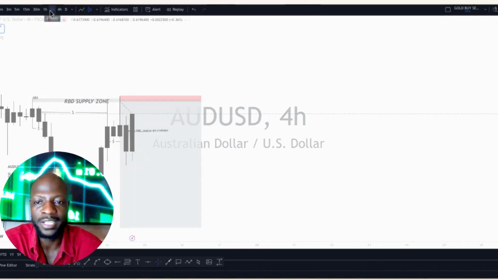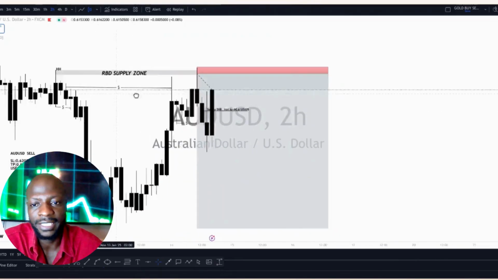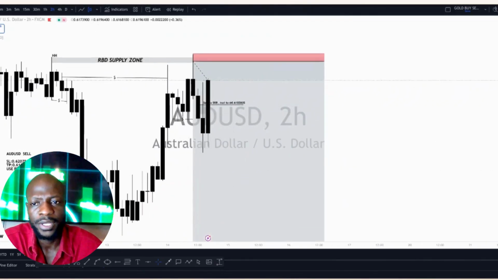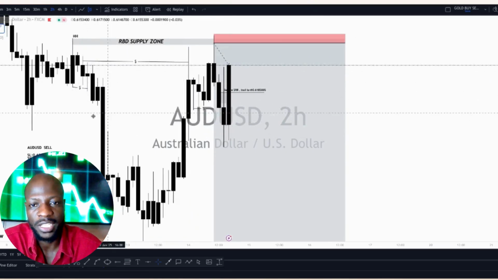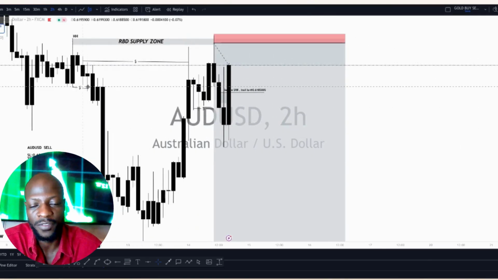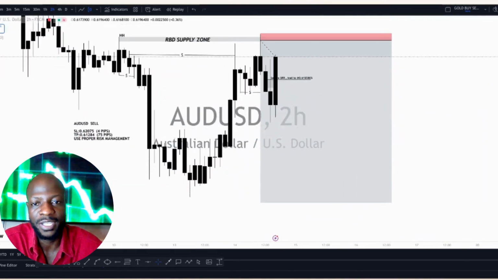From the 2-hour time frame, you are able to see that the market left some structure right here. So you can see that I saw a nice rally-based drop supply zone with liquidity, which was taken out right here. With a break of structure, that gave me confidence to look to enter this particular trade.